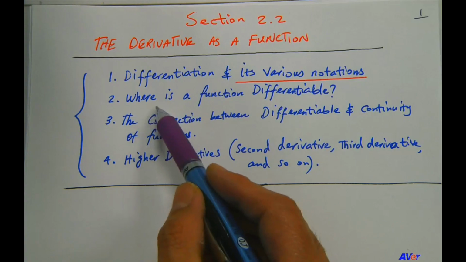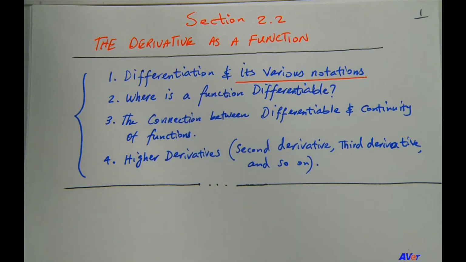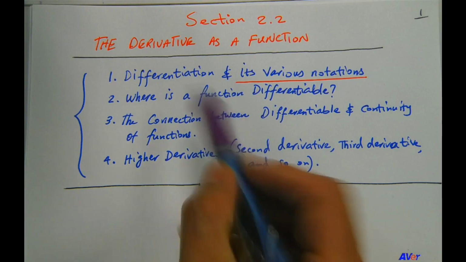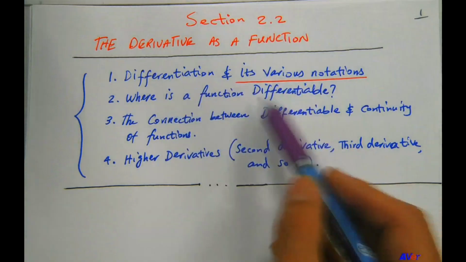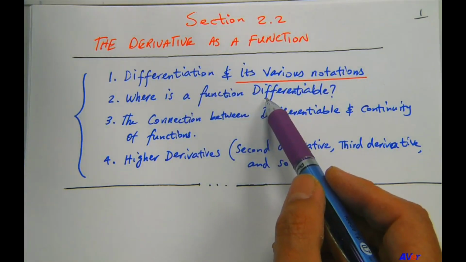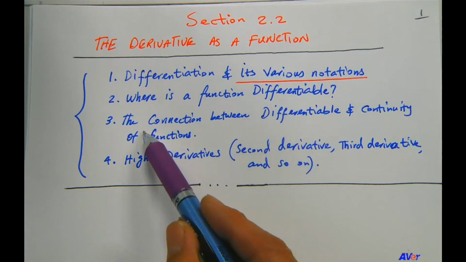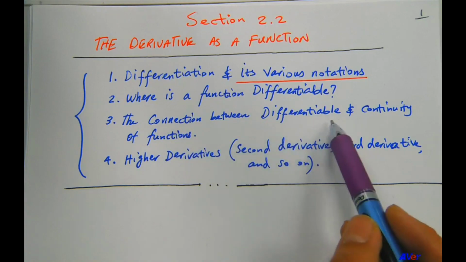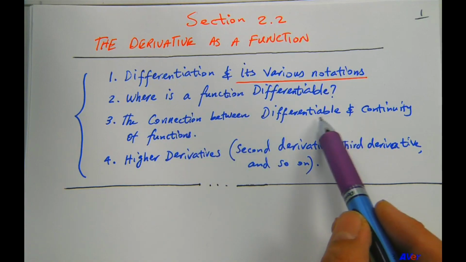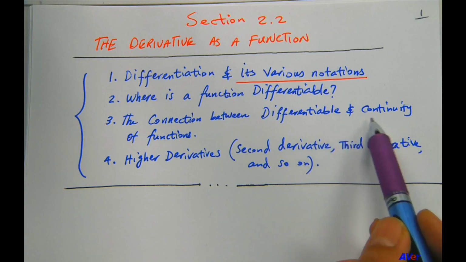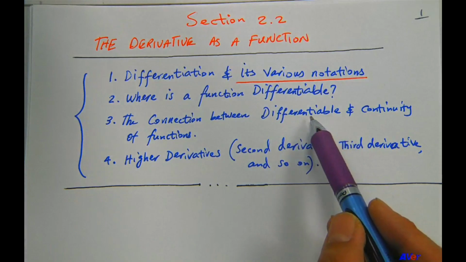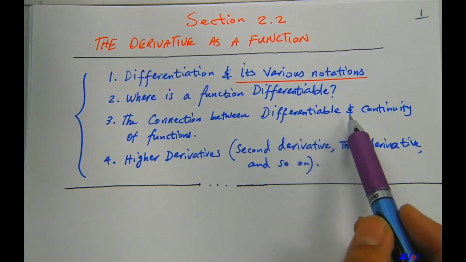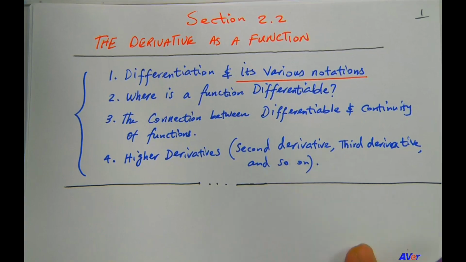Another topic in this section is where is a function differentiable? In other words, if differentiation is the process of finding the derivative, then where is a function differentiable or not? We will be talking about that. We will also be talking about the connection between when a function is differentiable and when a function is continuous. So there's a connection between differentiability and continuity of a function. So that will be another concept we'll discuss.